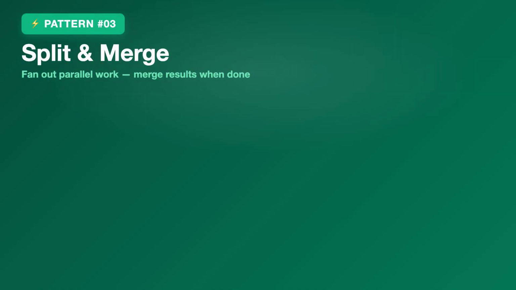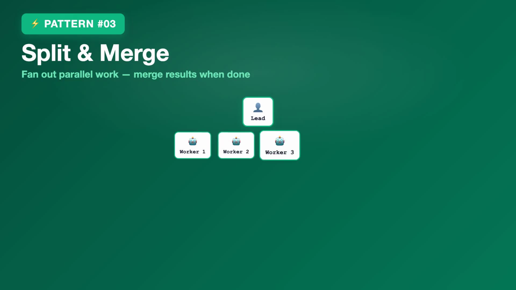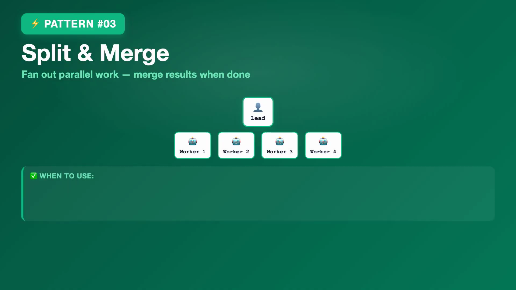Pattern number 3, split and merge. Now we're in parallel territory. You take a big job, split it into independent chunks, fire off multiple sub-agents at the same time, and merge their results when they're all done. Researching 5 competing libraries, 5 sub-agents. Auditing 20 files for security issues, 20 sub-agents. Generating tests for a whole module, 1 per file. They run simultaneously.